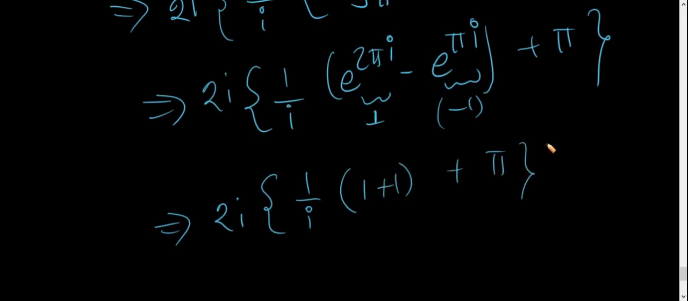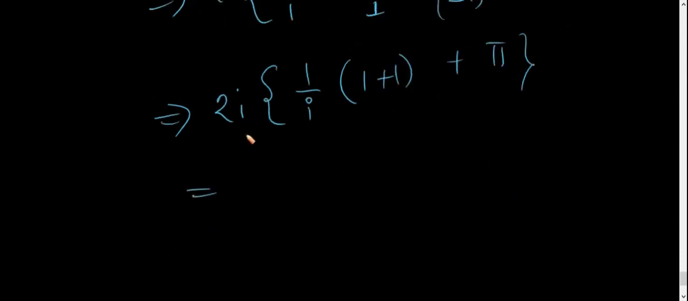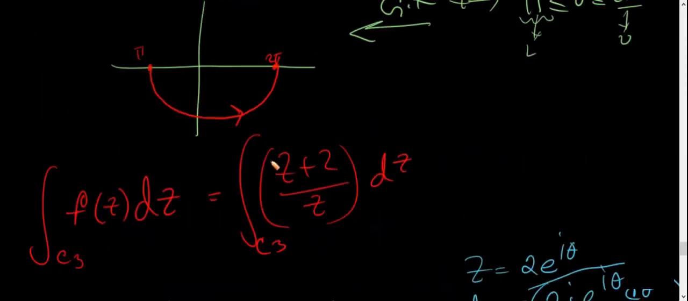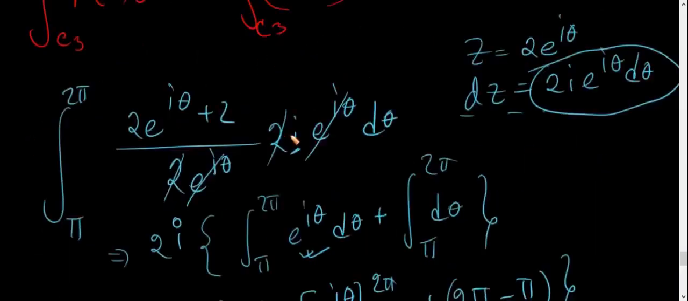Now just multiply by 2i because 2i is outside, so you will have a 2 and an i over here, so this i and this i will cancel out, these two and these two will get multiplied, so there will be a 4, and then you will have a 2 pi i. This should be your result for evaluating z plus 2 divided by z, dz along the contour C3, where C3 is just this semicircle on the lower half of the plane.